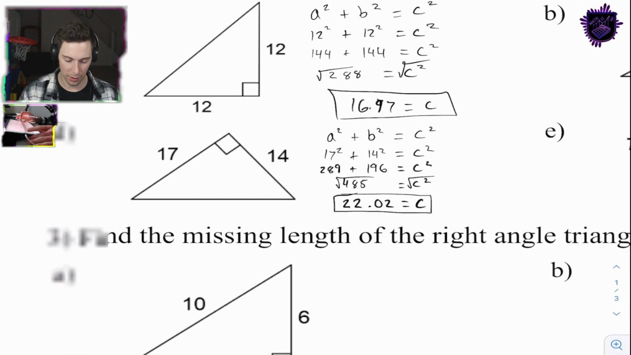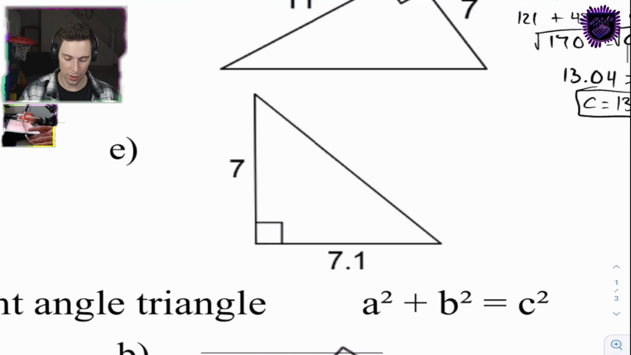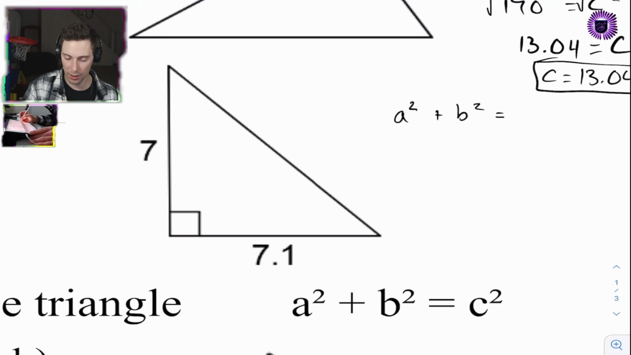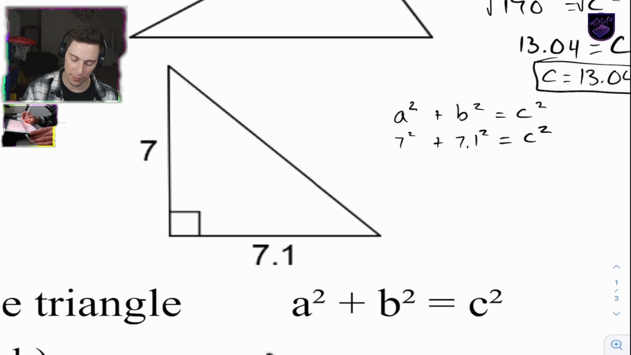Okay, let's do 2e. A squared plus b squared is equal to c squared. So we go 7 squared plus 7.1 squared is equal to c squared. 7 squared is 49. Plus 7.1 squared.